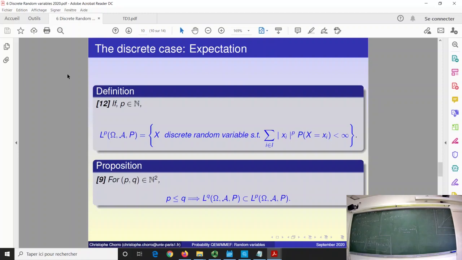Clear or not? So I define these sets of random variables just fulfilling these criteria. The sum is finite. The sum related to the distribution, the probability mass function, and the set of the possible values, that is xi. Okay? And I just remark that for p equal to 0, this condition is in fact not a condition because it is always fulfilled. The sum is equal to 1, so it is finite every time. Okay? Second question, or second remark.